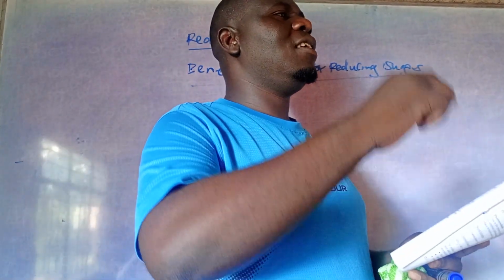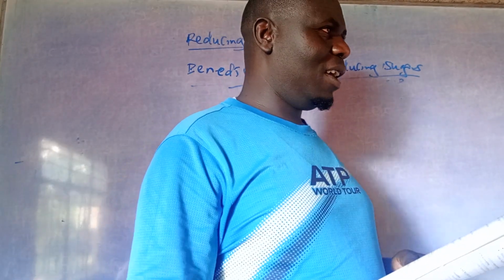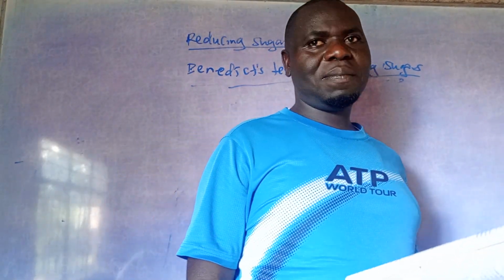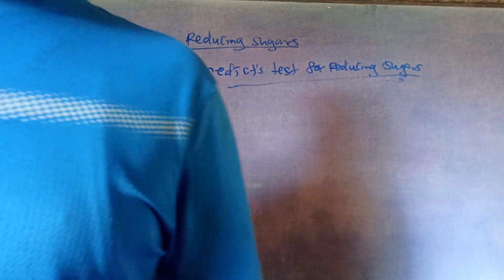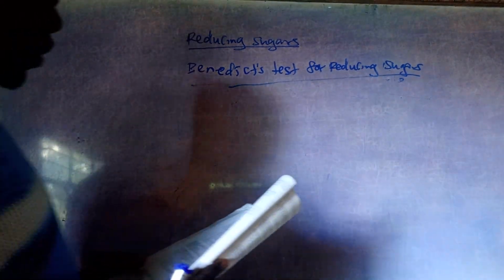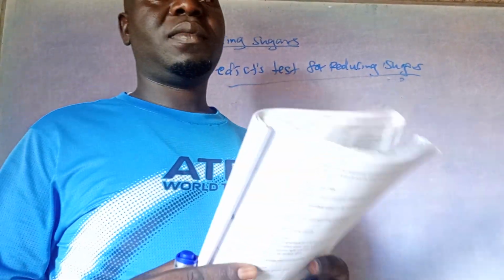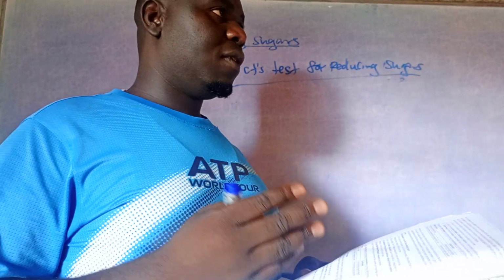Don't write green, yellow, whatever. You just need to write the final color. Good. Okay, proceed. Is it clear on reducing sugar? Don't forget the chemical that is used to test for reducing sugar.